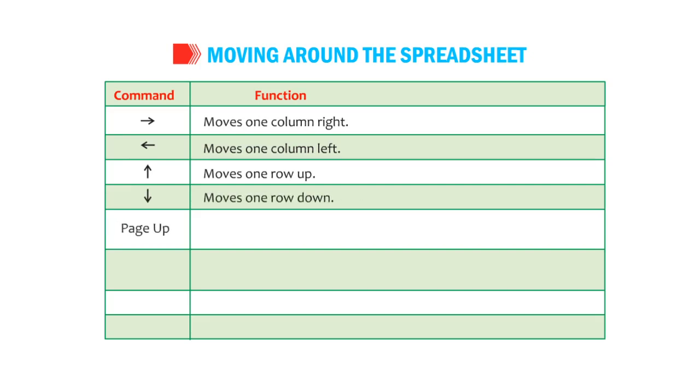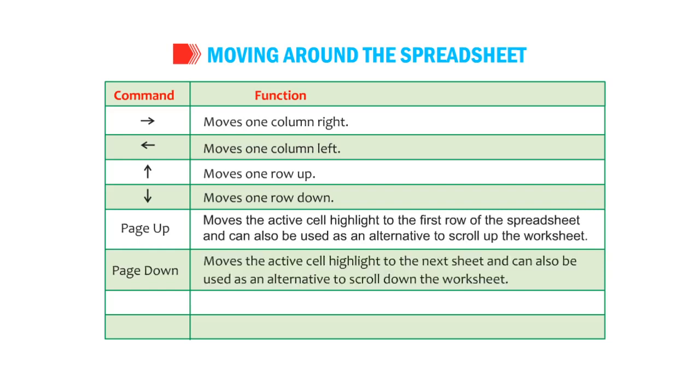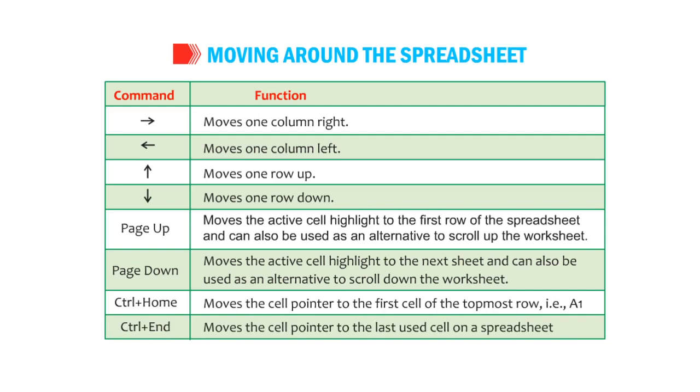Down arrow, moves one row down. Page Up, moves the active cell highlight to the first row of the spreadsheet and can also be used as an alternative to scroll up the worksheet. Page Down, moves the active cell highlight to the next sheet and can also be used as an alternative to scroll down the worksheet. Control plus Home moves the cell pointer to the first cell of the topmost row, that is A1. Control plus End moves the cell pointer to the last used cell on a spreadsheet.